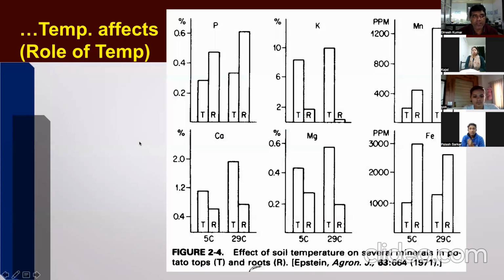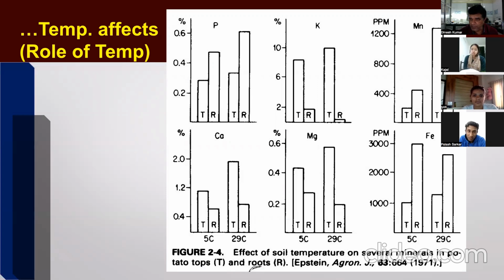Now you see, temperature affects the concentration of nutrients in different parts. So don't be afraid of this picture. I will explain it to you. This is a very simple picture: the plant shoot and plant root. There are two parts of the plant. One is shoot, the other is root.